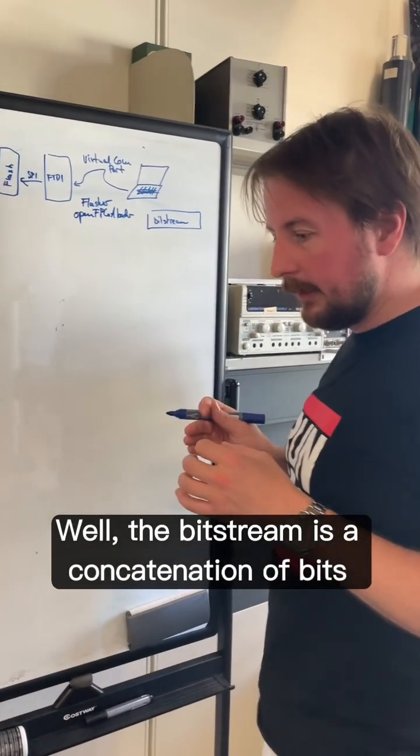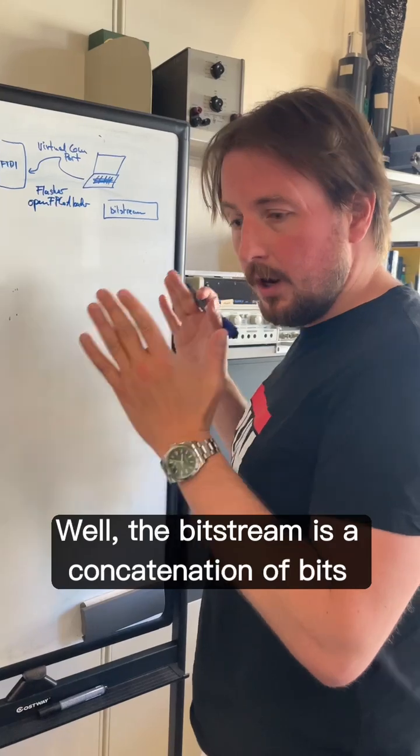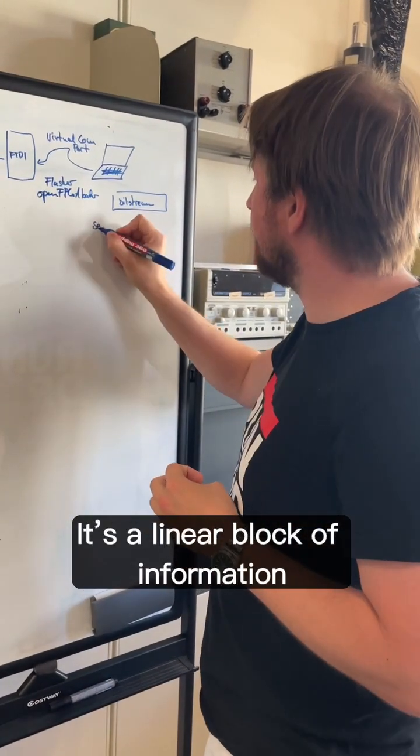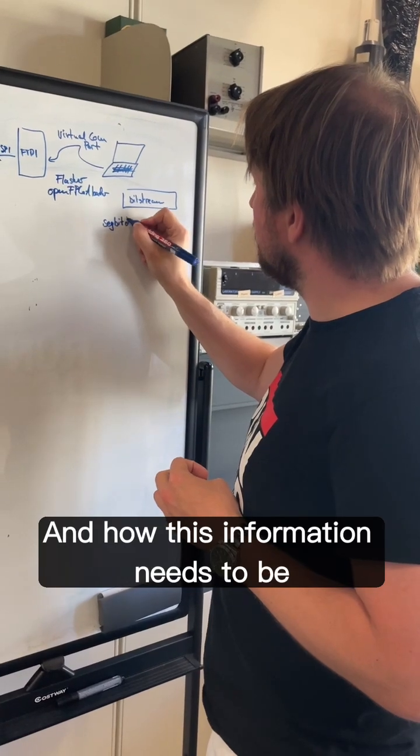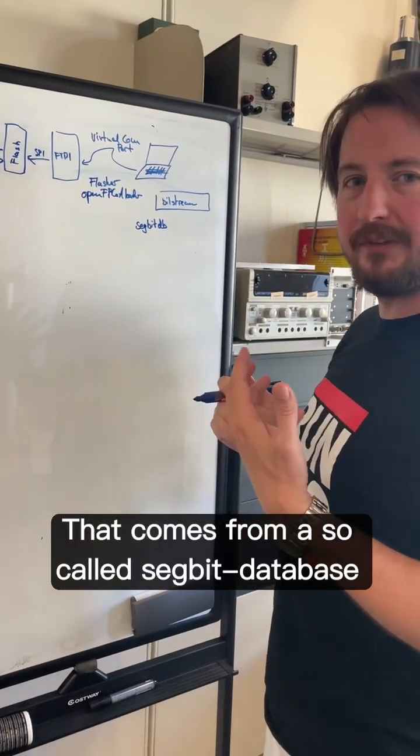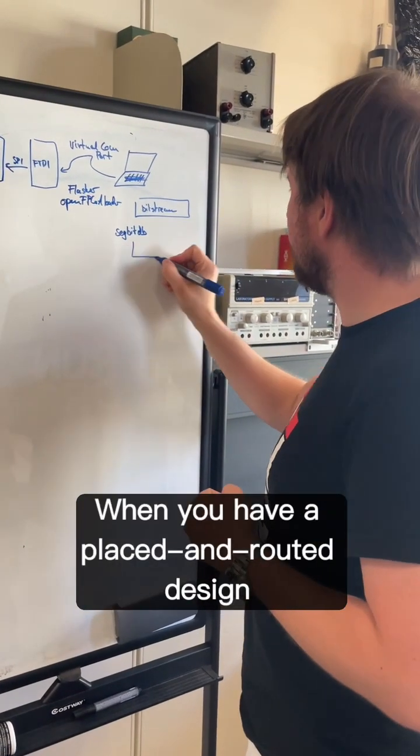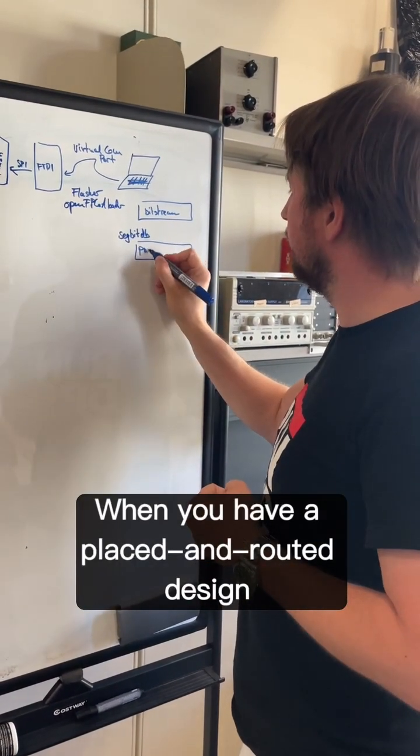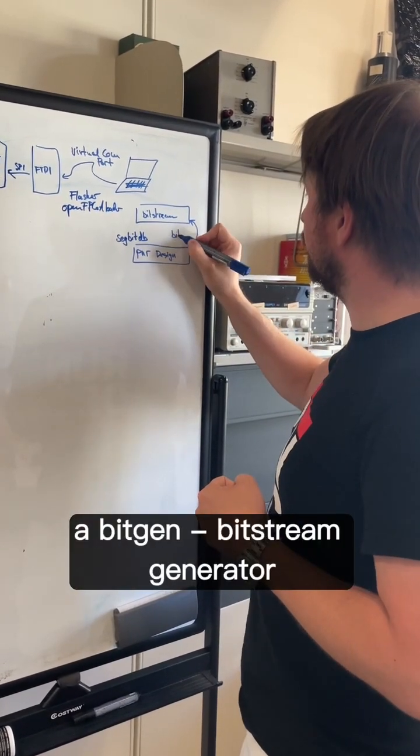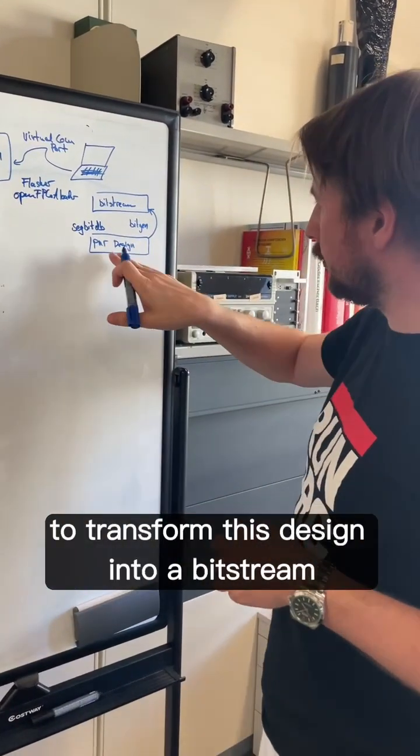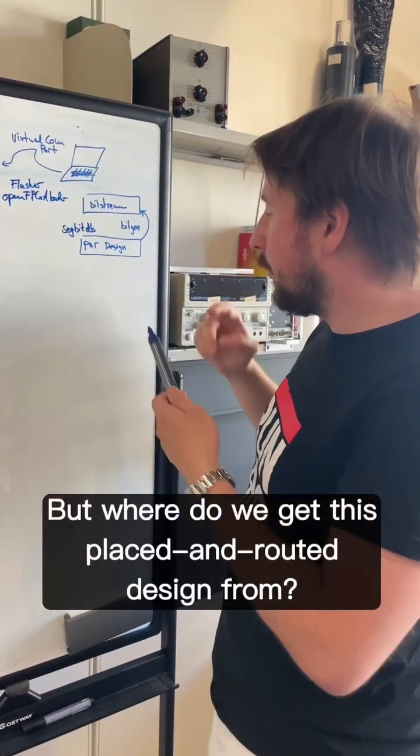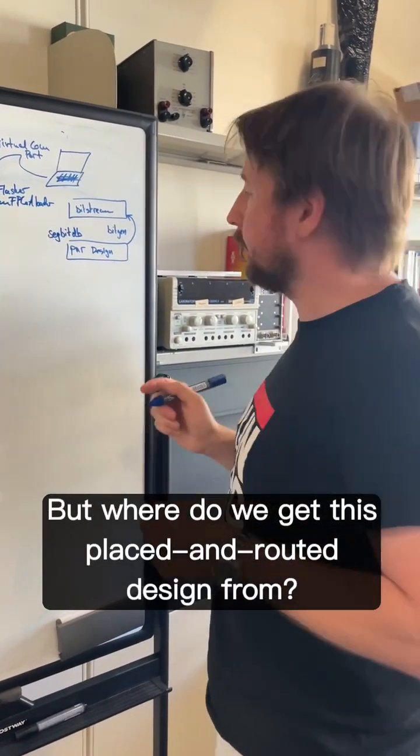Well, the bitstream is a concatenation of bits. It's a linear block of information, and how this information needs to be ordered in this bitstream comes from a so-called seqbit database. When you have a placed and routed design, then you can use a bitstream generator to transform this design into a bitstream. But where do we get this placed and routed design from?